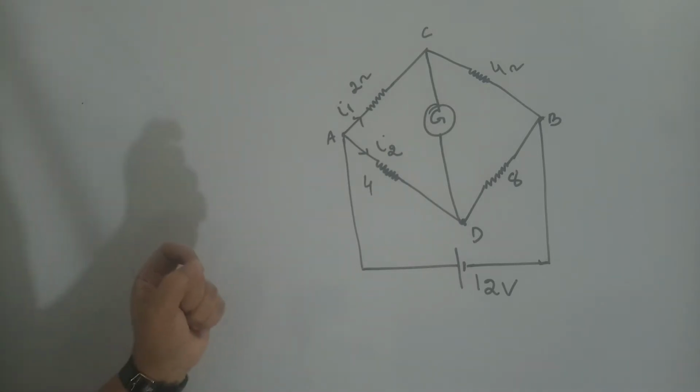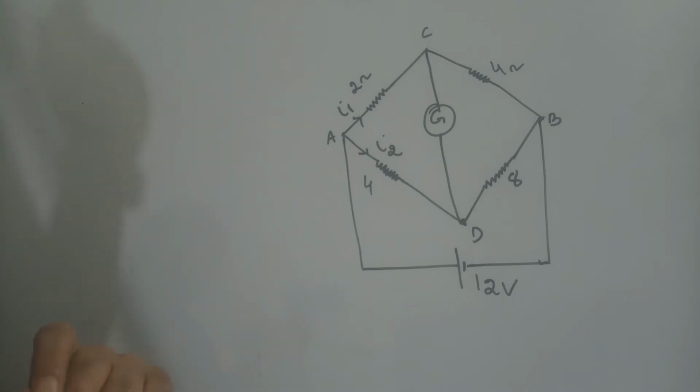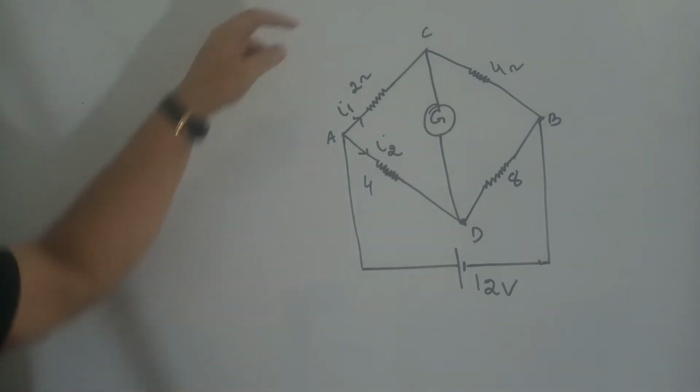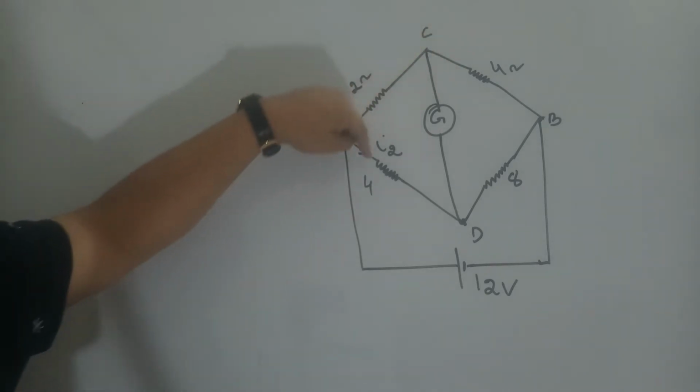Let us try to calculate and understand why changing the position of battery and galvanometer does not make any difference once the bridge is balanced. To make things simpler, I have taken a balanced Wheatstone bridge. I have taken some values. This is 2 ohm, 4 ohm, 4 ohm, 8 ohm.